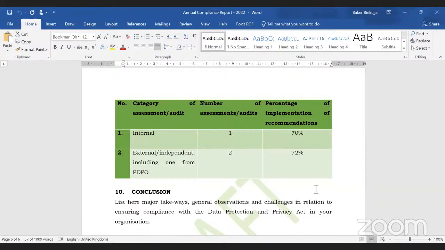You also should indicate the percentage of implementation of the recommendations. Of course, when you conduct an audit, if you establish any gaps, then recommendations are made, and we speak to a remedial action plan or a follow-up plan saying, okay, this is a gap, it will be bridged within this period of time by this particular person. So that's why we need those percentages.